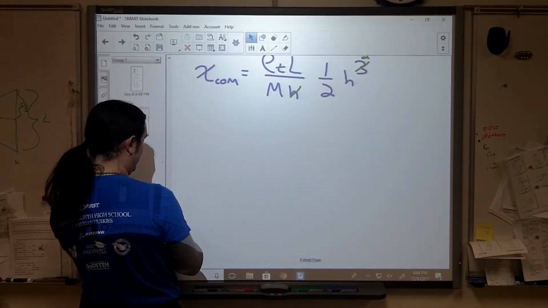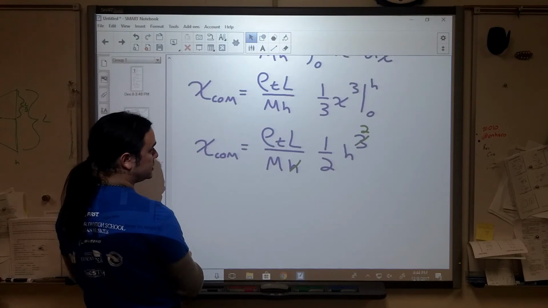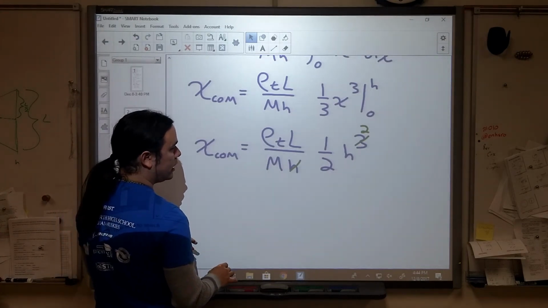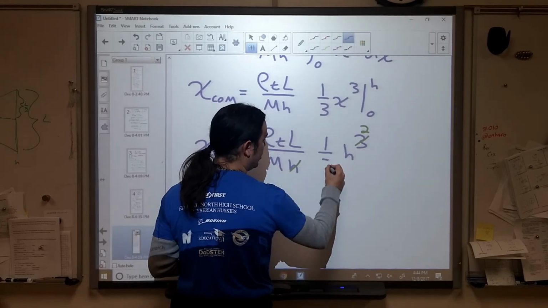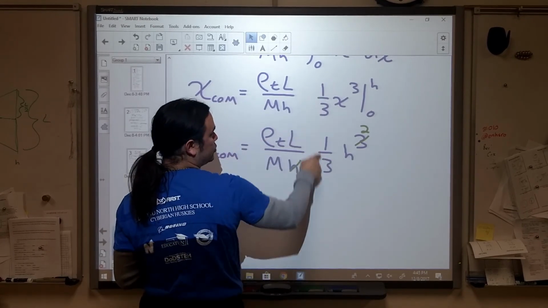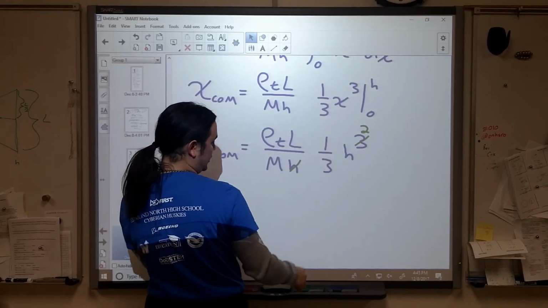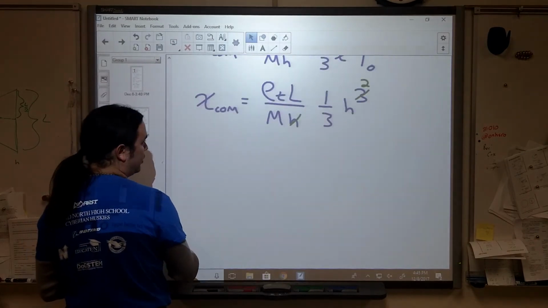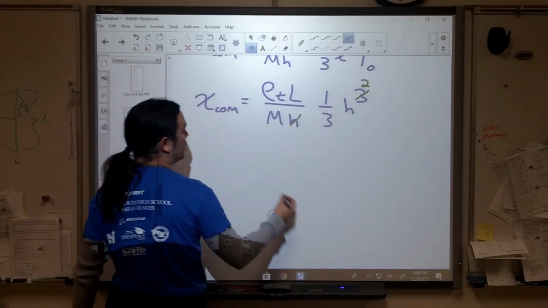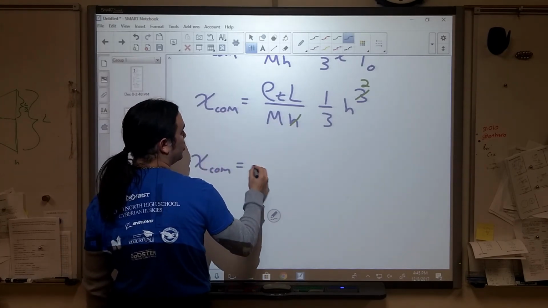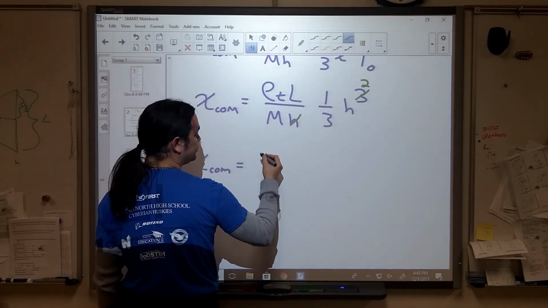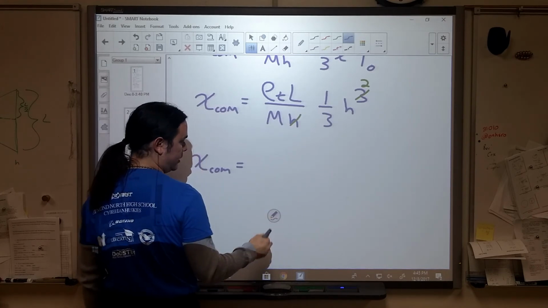And here's where we do a little bit more on this. Let's see, we've got 1/3, I apologize, 1/3 h cubed. One of the h's cancels out. And then we get the following. Let's see. I've got to clean this up just a little bit more. X equals our density. Let's do something with the density.